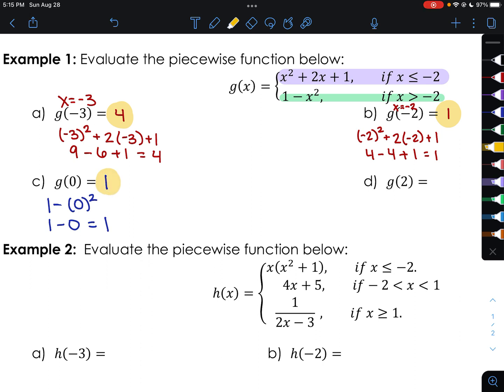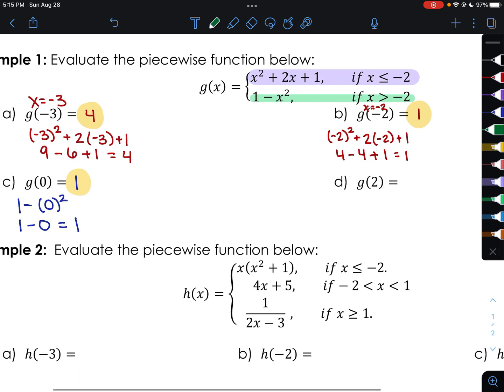Looking at the last question we have g of 2. G of 2 is asking when x equals 2, what is the y value? So again, that falls on that bottom equation. So I have 1 minus 2 squared, which is the same thing as 1 minus 4, which equals -3. So g of 2 equals -3.